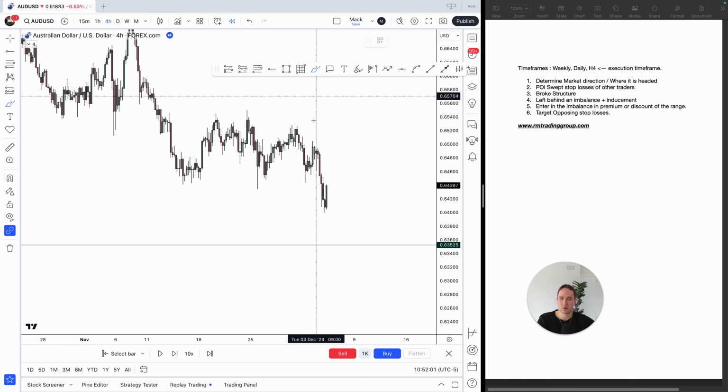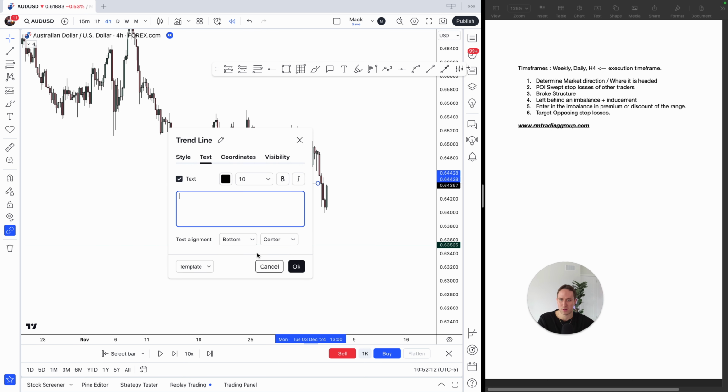We sweep liquidity right here. We have the break of structure, which is going to be below this low right here. So this is our break of structure. I'm just going to go and label this as BOS.